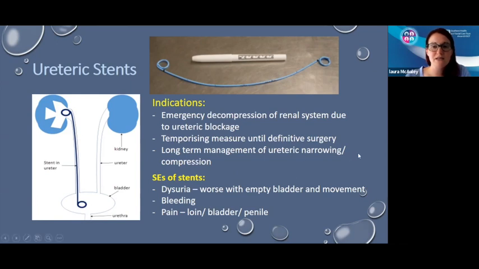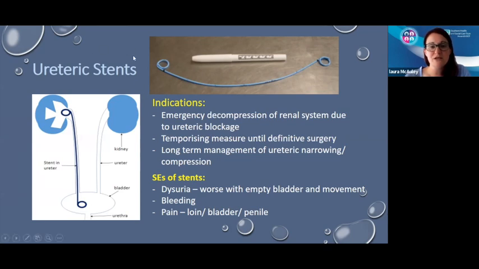The side effects of a stent are that this curl here is sitting in the bladder and in the renal pelvis. So it can cause significant dysuria, which is pain on passing urine, and it can cause bleeding just from the irritation. So these can often mimic urinary tract infections because they get dysuria, urgency, and frequency from the irritation from the stent.